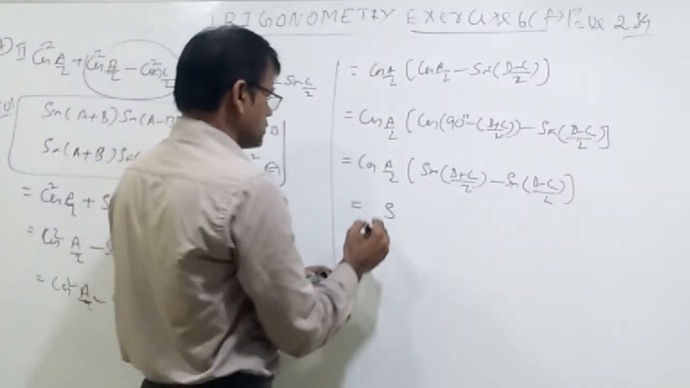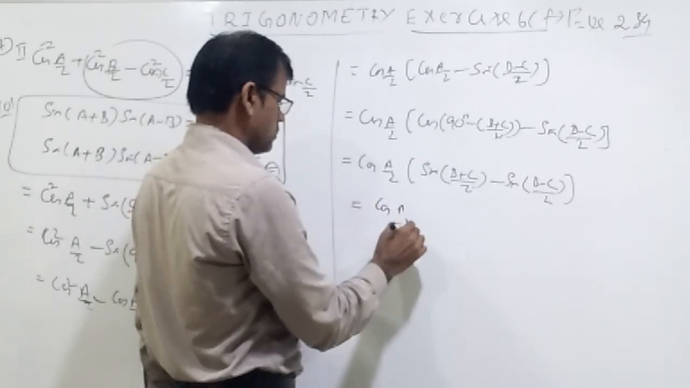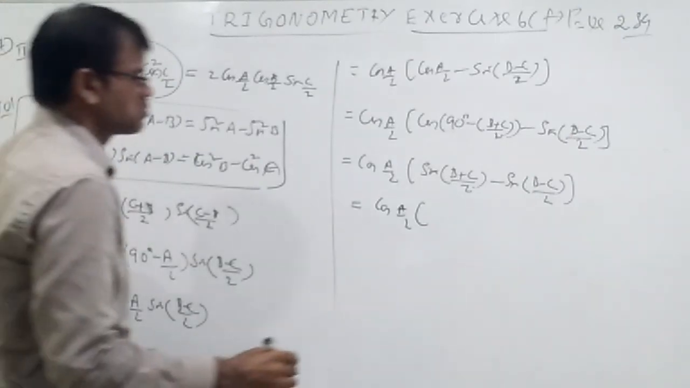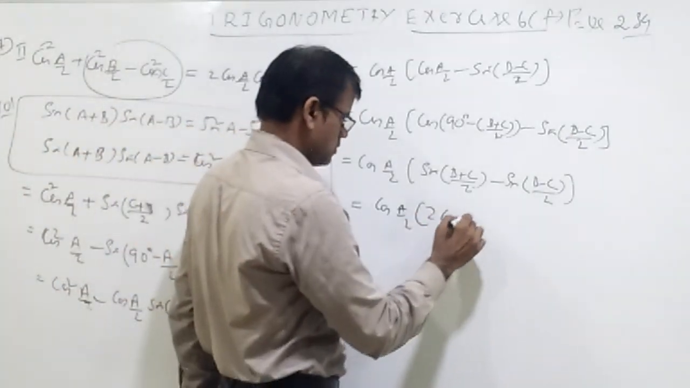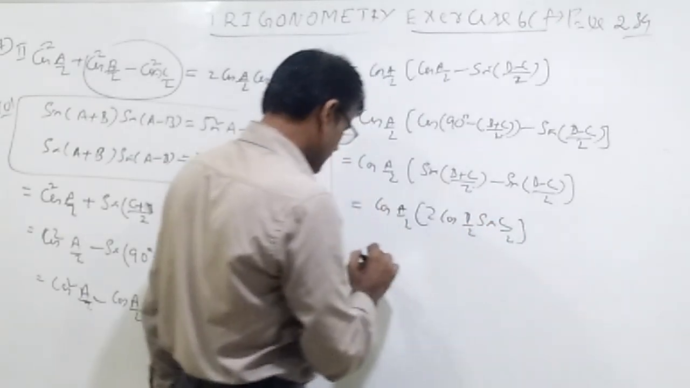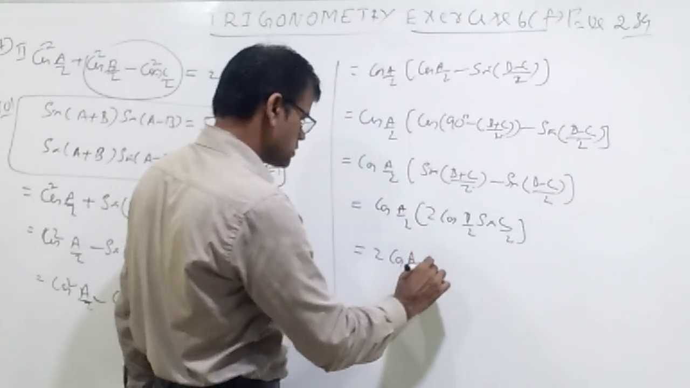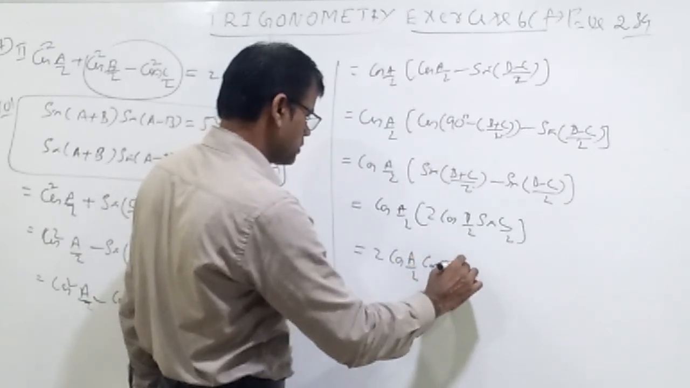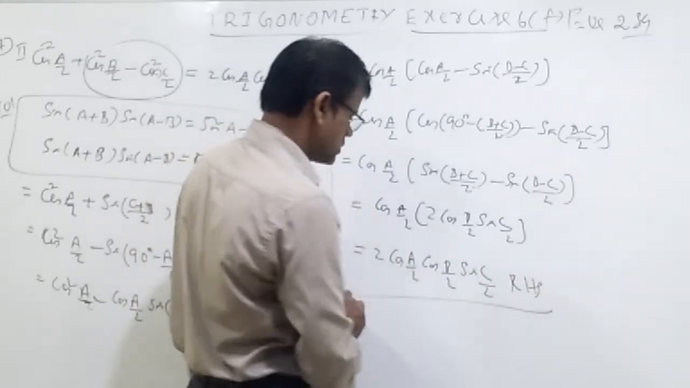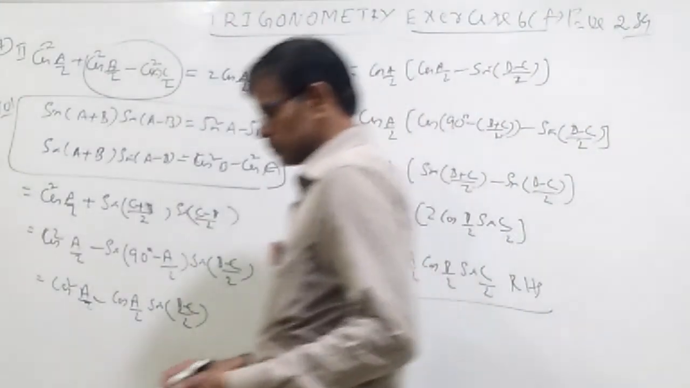Now this is cos A/2 times (sin((B+C)/2) − sin((B−C)/2)), which is 2 cos B/2 sin C/2. Multiply and write in order: 2 cos A/2 cos B/2 sin C/2. This is all it is. 2 cos A/2 cos B/2 sin C/2.